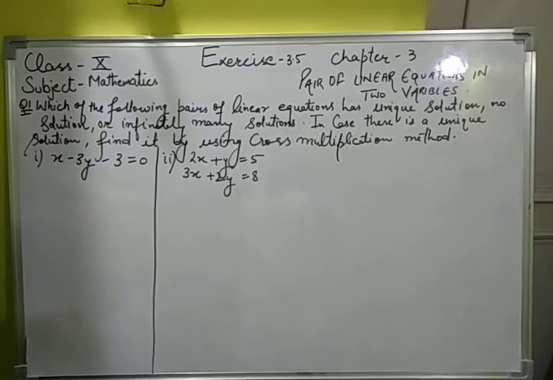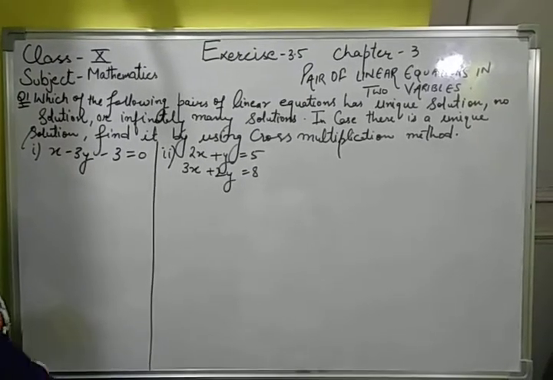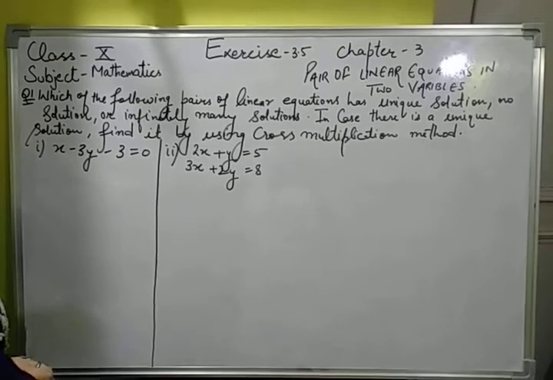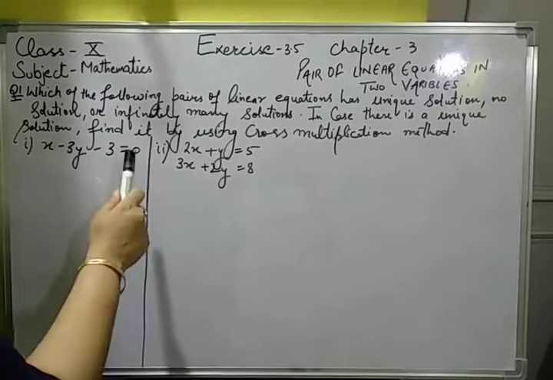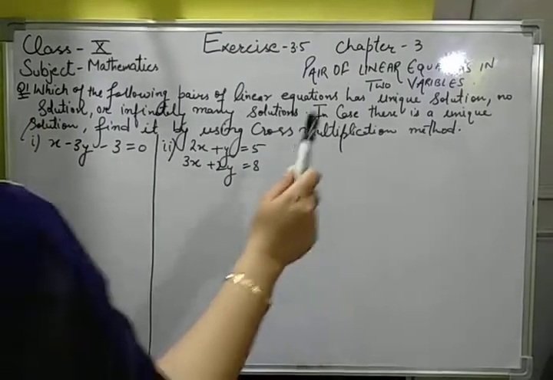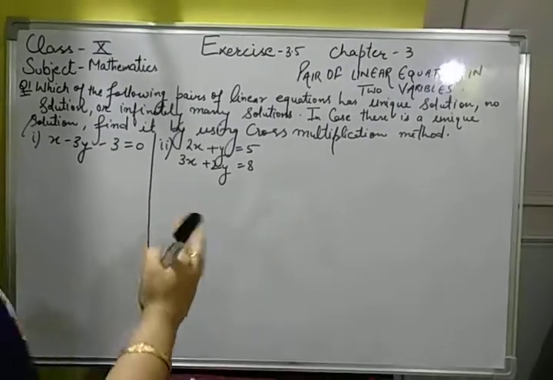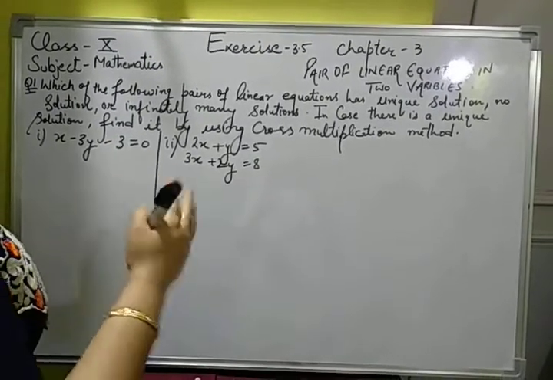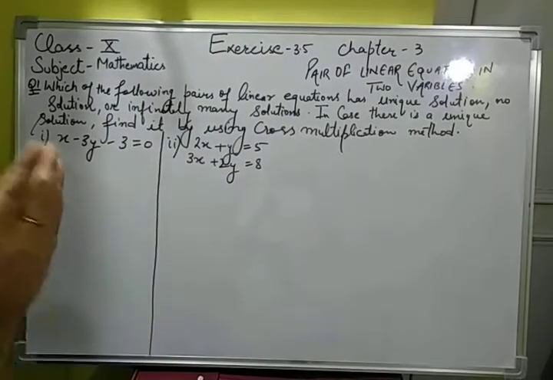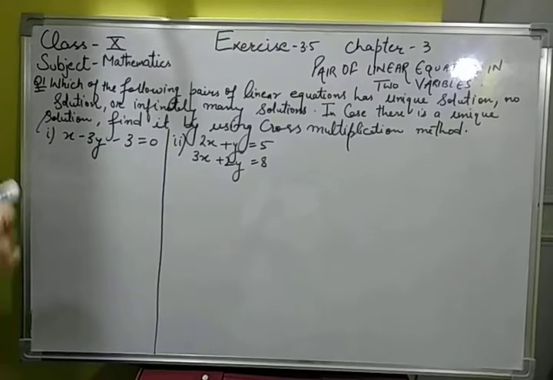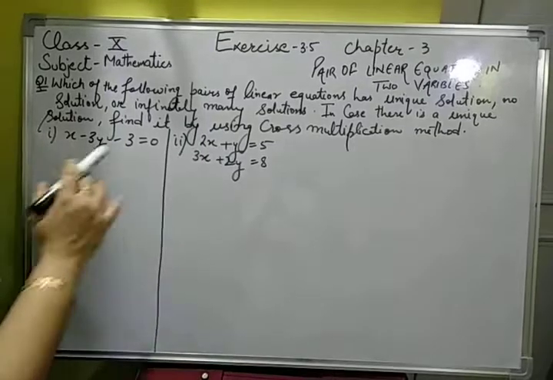Question number 1 is, which of the following pair of linear equations has unique solution, no solution or infinitely many solutions? In case there is a unique solution, find it by using cross multiplication method. Now you know how to find the solution by substitution method and by elimination method. Now you will find these solutions by cross multiplication method. But first of all, you have to tell which type of solution these equations are having.